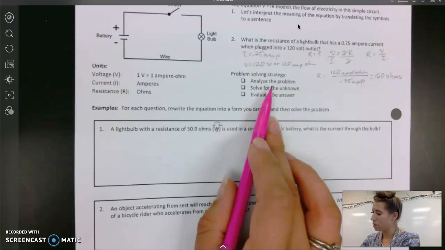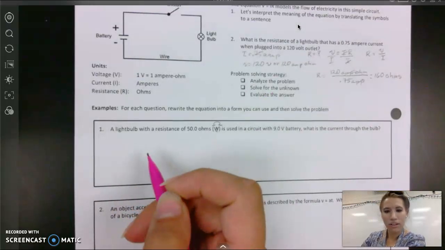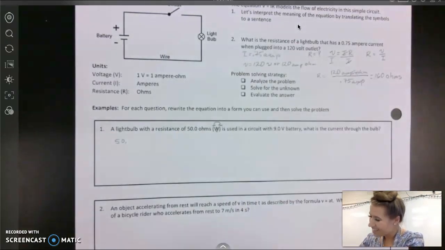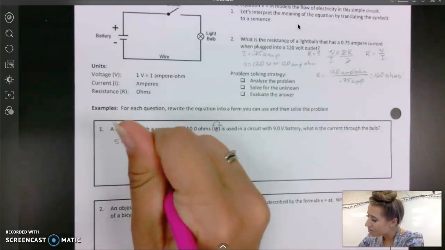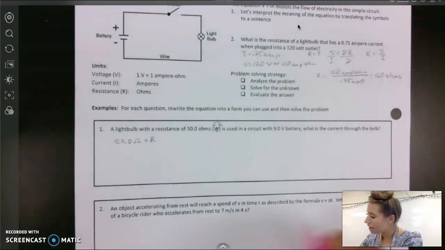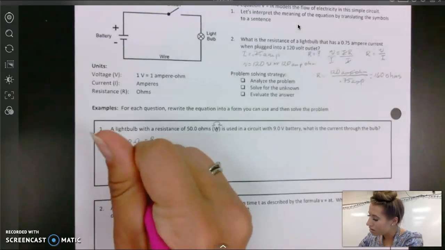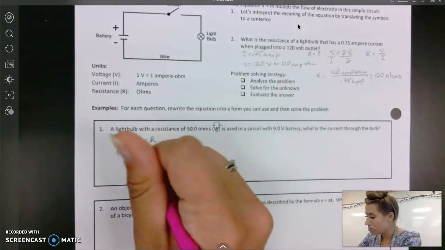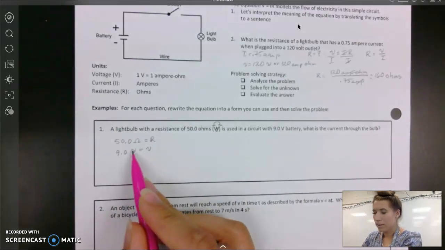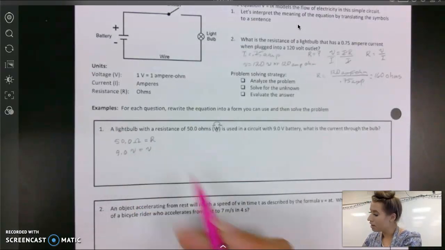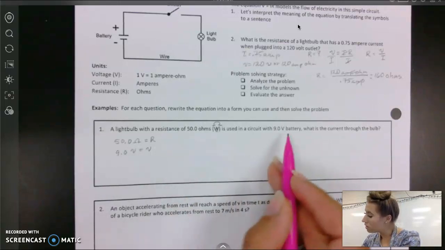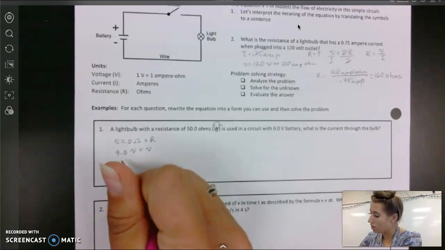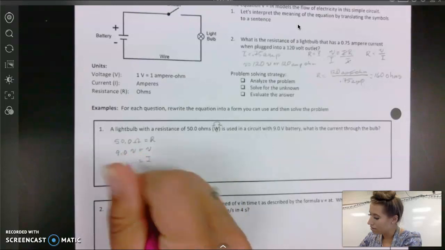All right, we're going to analyze the problem first. And when we look at this, we have 50 ohms of resistance. And we have 9 volts, which is our voltage, right? And don't forget, we're going to separate that into amps and ohms. That's our two knowns. What's our unknown? Let's see, what is the current? So we need to know I. Don't know our I value.